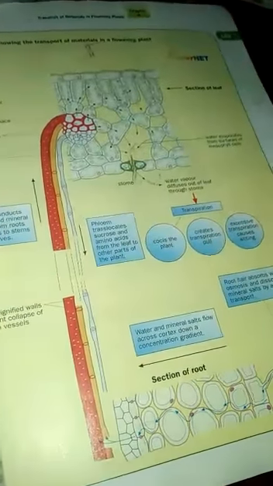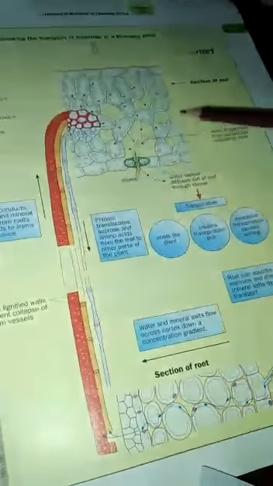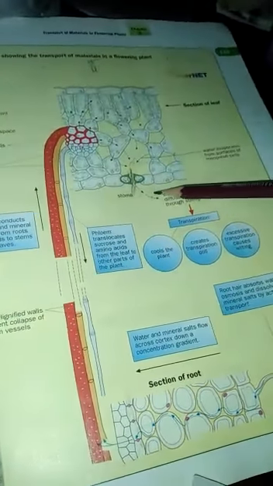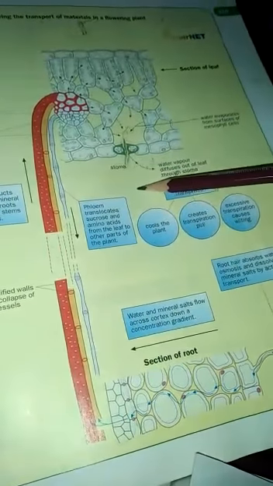Please make the diagram of the transverse section of the leaves in your copy, okay, and note down the important points of my lecture in your copy.